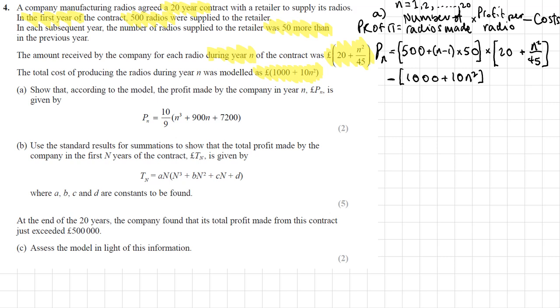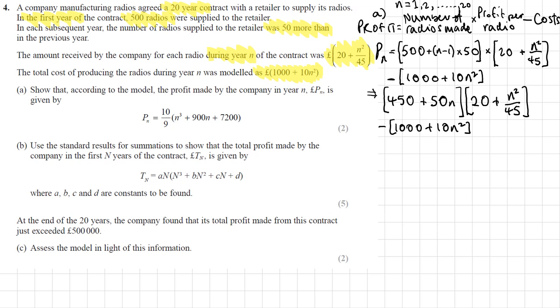So let's start to simplify this. Let's start with this here. So I'll have 500, and then when I multiply this out, I'll have 50n minus 50. So 500 minus 50, that's 450. And then plus 50n. And I want to multiply that by 20 plus n squared over 45, and then subtract this 1000 plus 10n squared.